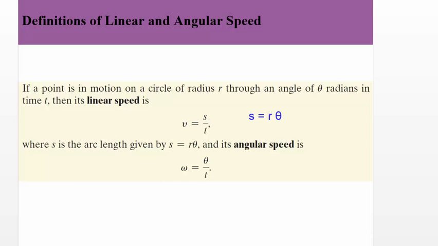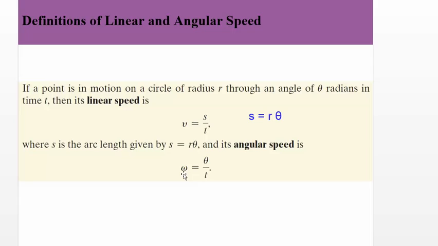All right, for the last few examples, we're going to talk about definitions of linear and angular speed. It says if a point is in motion on a circle of radius r through an angle theta radians in time t, then its linear speed v is given by s over t. Now remember again, the arc length s is r times theta. And its angular speed is omega equals theta over t.